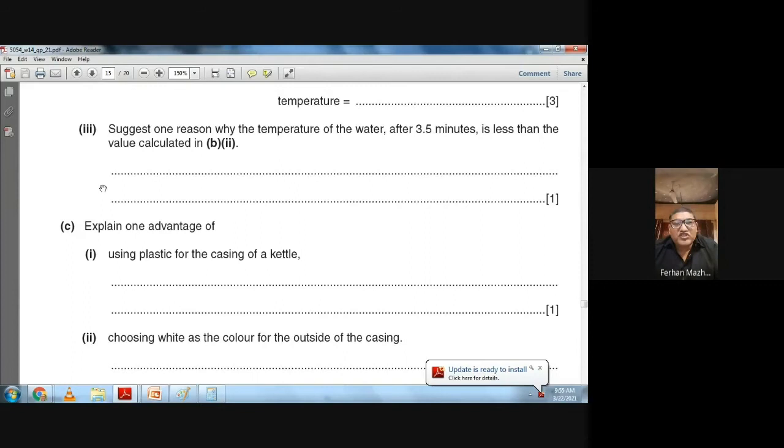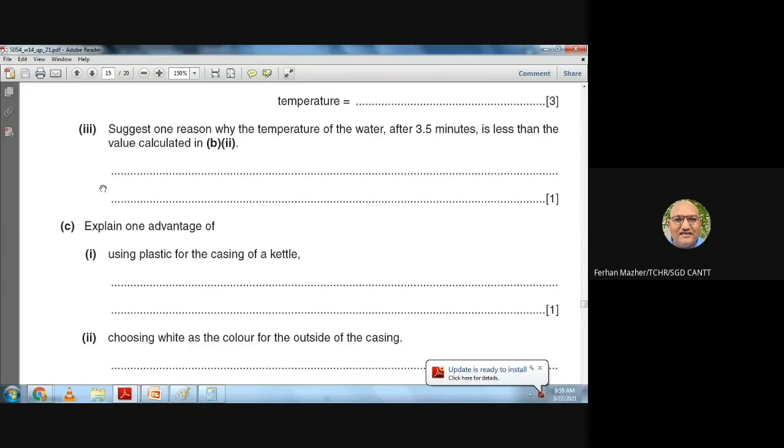You see, when you are providing heat in the kettle to the water, there are many ways in which heat is lost to the surroundings. Not all the heat which you provided will go into increasing the temperature of the water. Some heat is lost to the surroundings. So we have to suggest a reason, a way in which this happens, for example, the process of evaporation.